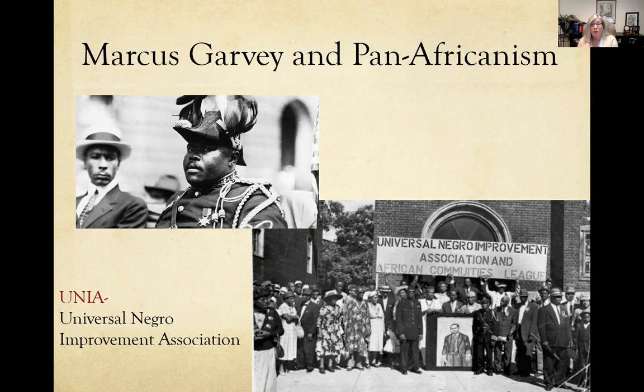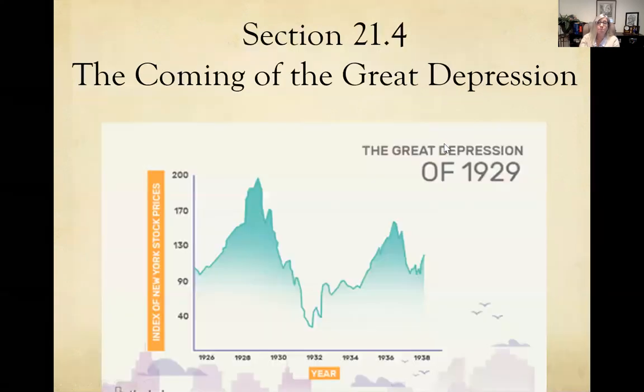And he gets deported. He goes back to Jamaica and becomes a very key and prominent figure there as a leader. And once he leaves the United States and leaves this effort, the organization pretty much collapses, as we've seen in other efforts where you remove the leader from a movement, then the movement itself tends to collapse. All right, so we're going to finish up this last part of chapter 21 with the Great Depression that is on the way.